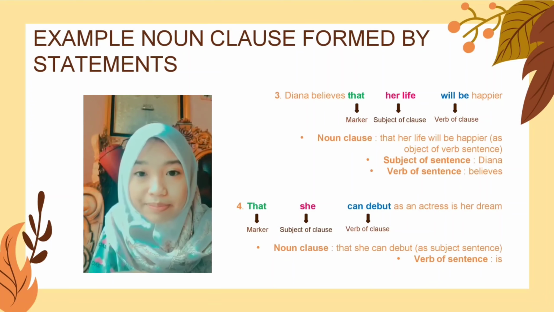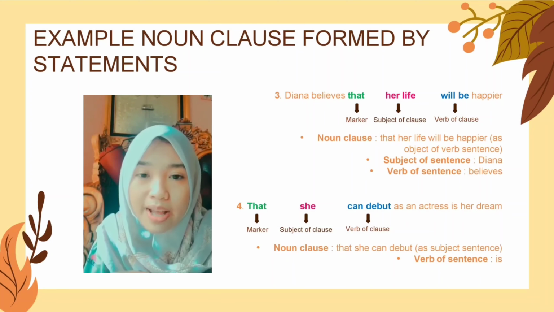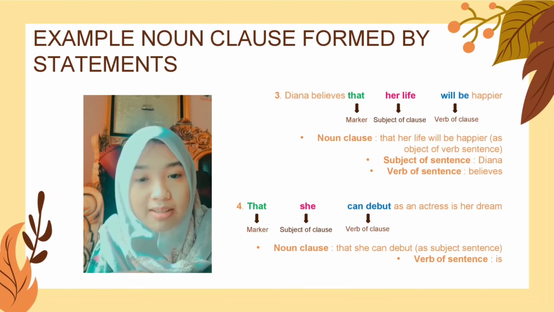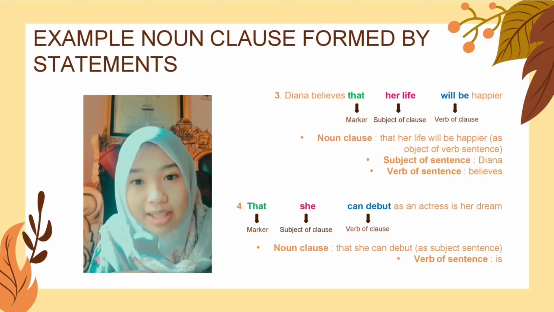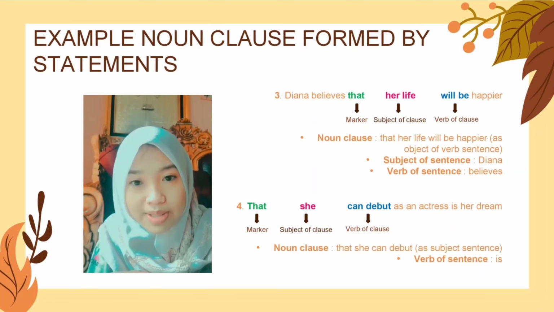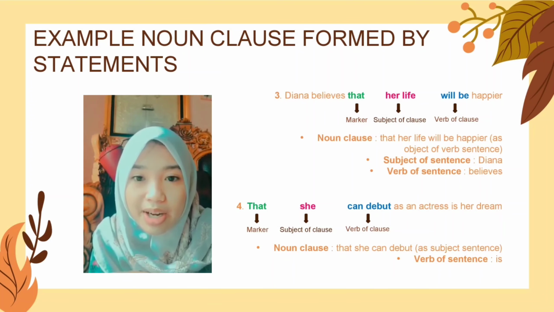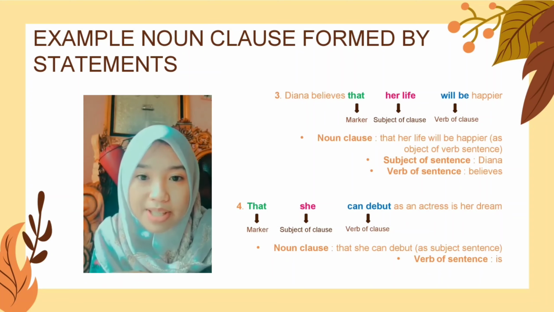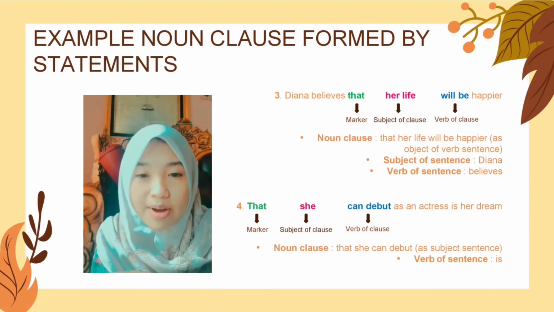Number 4. That she can debut as an actress is her dream. "That" is the marker, "she" is the subject of the clause, and "can debut" is the verb of the clause. This is a noun clause as subject of sentence: "that she can debut." Verb of sentence: is. Okay.